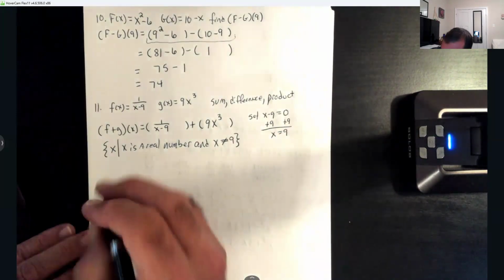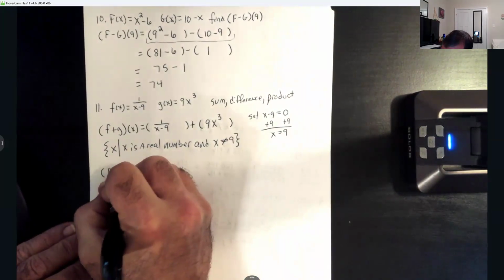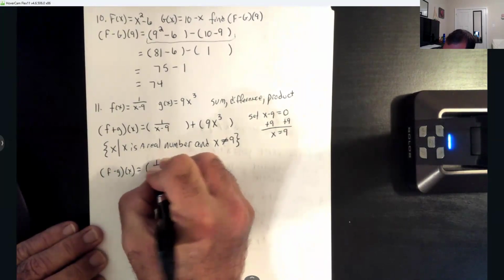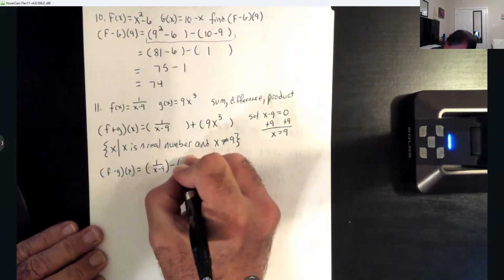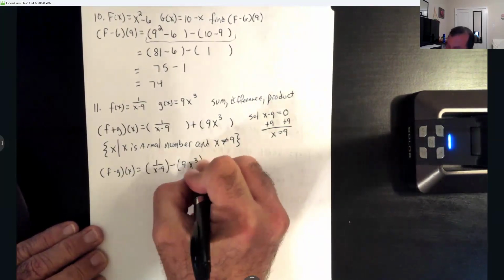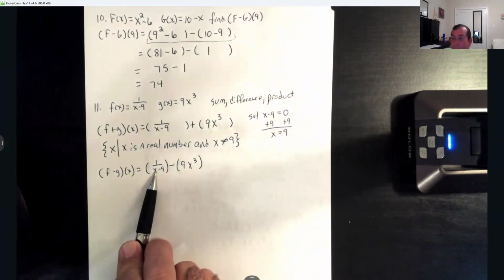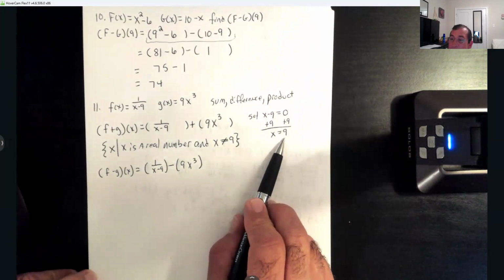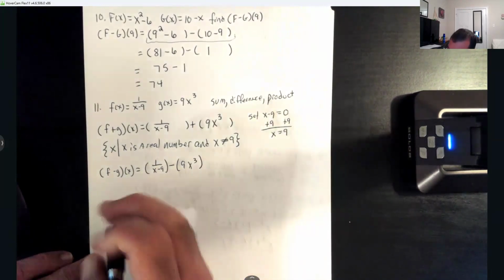Now, y'all won't work all these others out, but I'm just going to show you if you were subtracting f minus g of x, you'll still have the 1 over x minus 9 minus the 9x to the third. Well, subtraction, you only got the one fraction you're worried about again. And that's going to give you the same answer of 9. So this domain will be the same as the start.